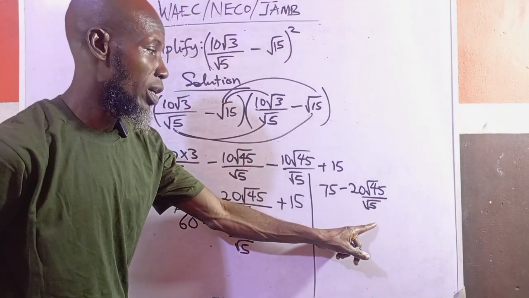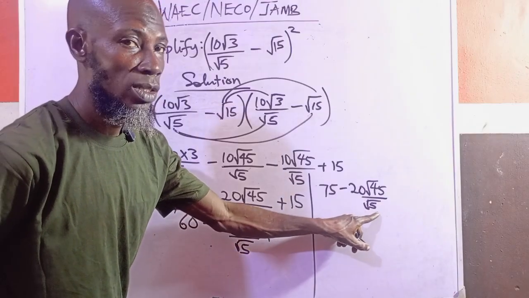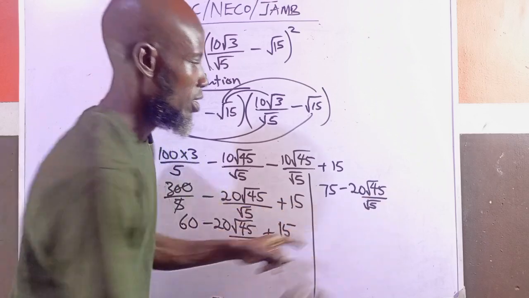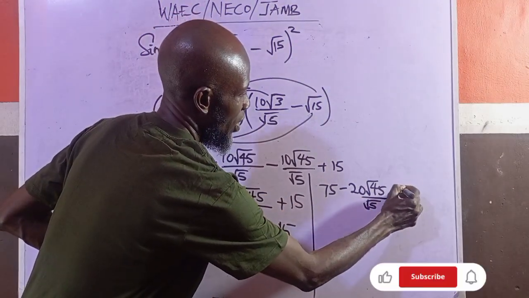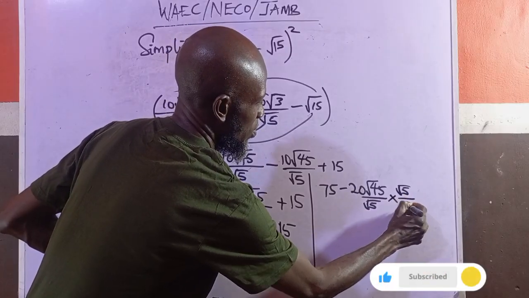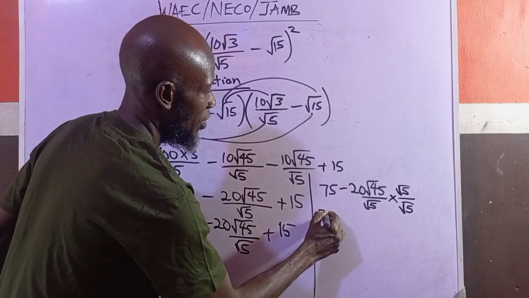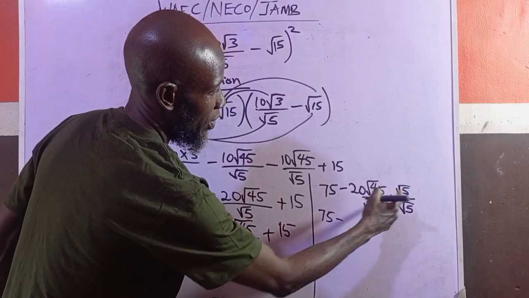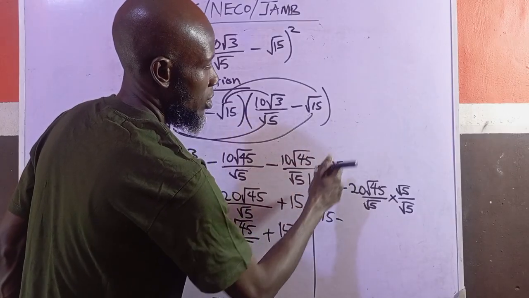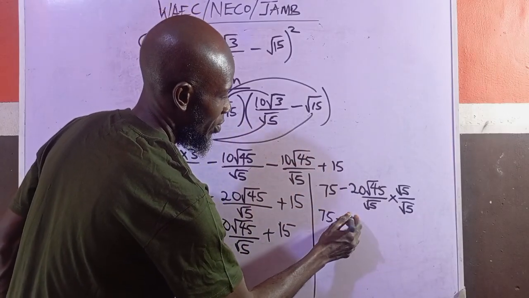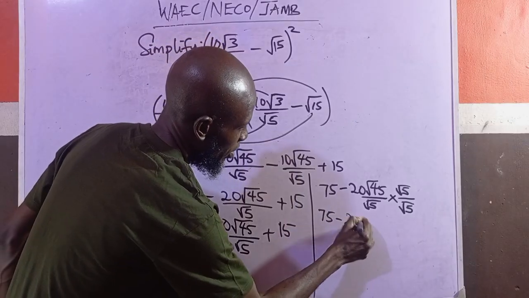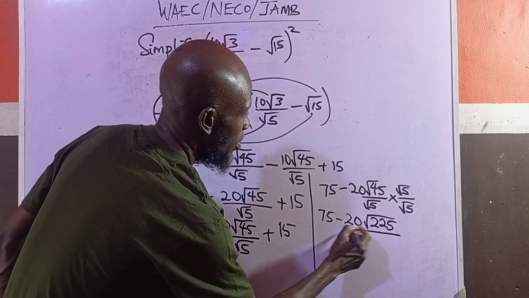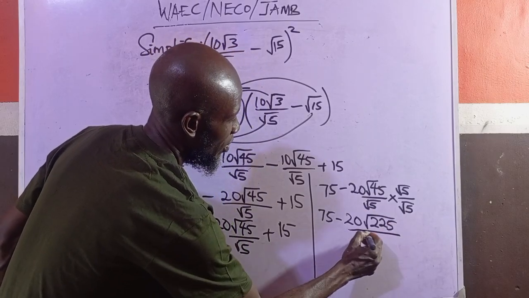Now, we need to rationalize. So we are going to use this radical to multiply the numerator and the denominator. So we are going to have root 5 over root 5. So now, 75 minus, multiplying this now, we are going to have 45 times 5, that will give us 225. So we have 20 square root of 225 all over. So root 5 times root 5 will give us 5.